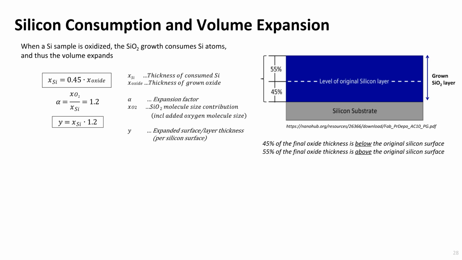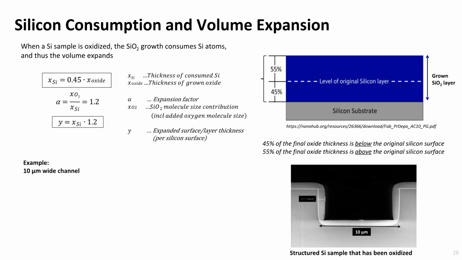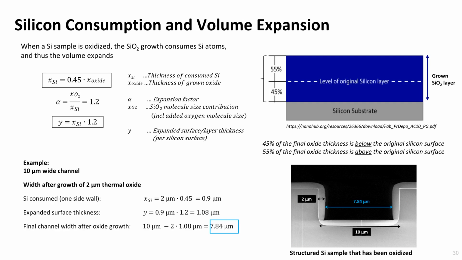From that, the expansion factor alpha can be calculated. Alpha is 1.2. Alpha allows an easy calculation of the added layer thickness, which can be useful, for example, to determine how much a groove or microchannel will shrink after oxidation. For example, a 10 micrometers wide channel will shrink to become 7.84 micrometers wide after growth of 2 micrometers silicon oxide. The calculation can be seen on the slide. Remember that thermal oxide is grown on all available silicon surfaces, also on the bottom and side walls on structures and on the front and back side of the wafers.